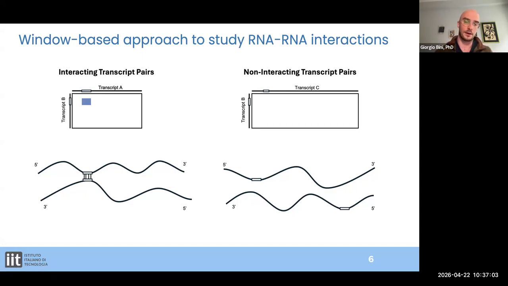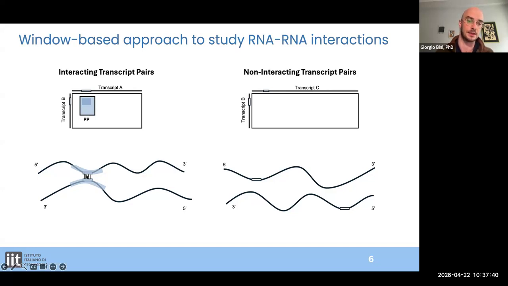Here we face a computational problem, because since we were interested in long RNA molecules, these matrices can be very big, because RNAs in our dataset can be tens of thousands of nucleotides long. So it is a computational problem to process them, and we tackled it with a window-based approach to study these interactions. Based on the region we sample, we can identify several cases.